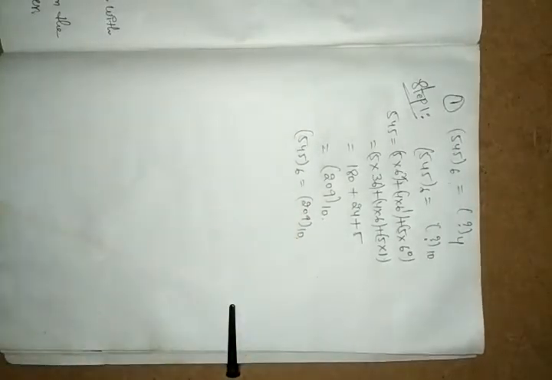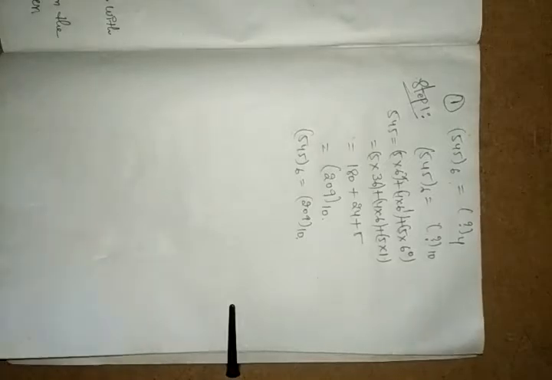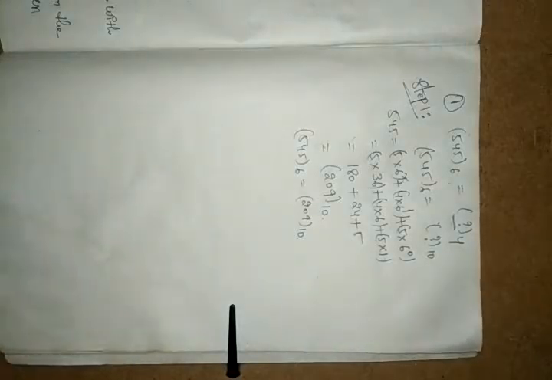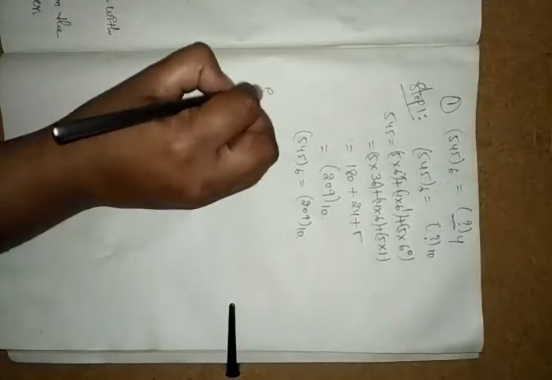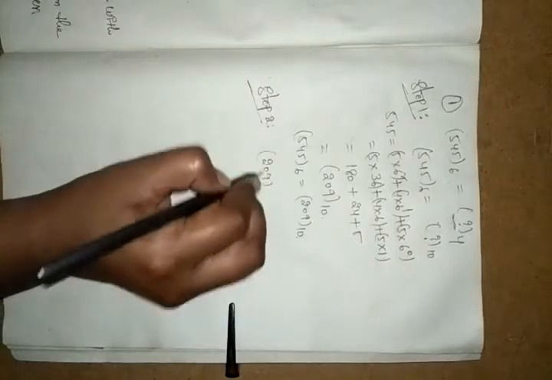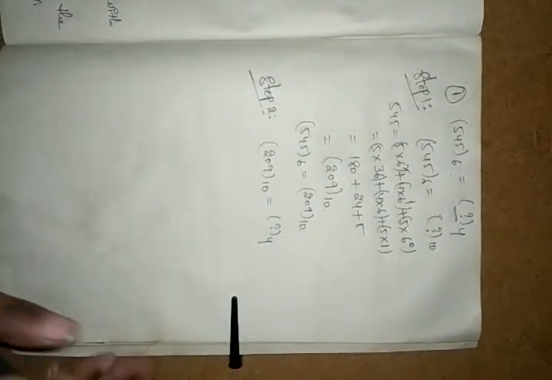So here we don't have any direct conversion from 6 to 4. That's why we are following the 2 steps. First, you convert the given number into the base 10 value. What you got in the base 10 value, you need to convert into the required base. Now we got 209. In step 2, you need to convert 209 base 10 into base 4.